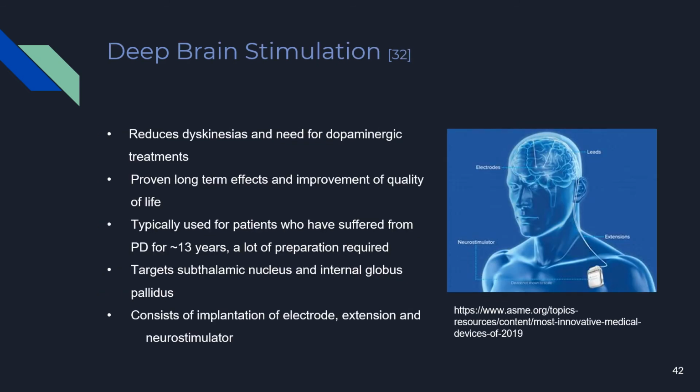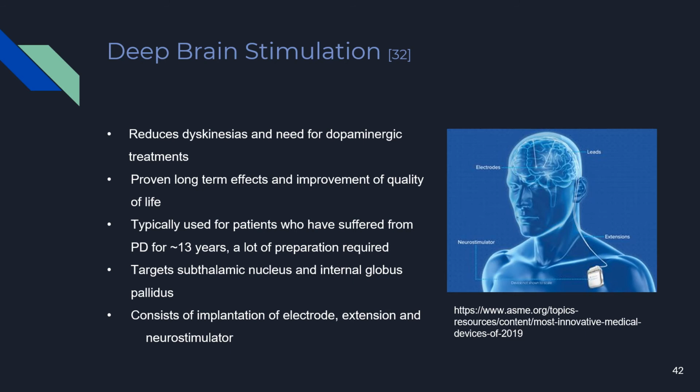Deep brain stimulation is a very effective surgical approach to treating Parkinson's disease. It reduces dyskinesia and the need for dopaminergic treatments, such as levodopa. It is proven to have long-term effects and vastly improves the quality of life for patients. It is not an option for all Parkinson's patients, and there is a lengthy selection process for this treatment. Typically, people aren't considered unless they have suffered from the disease for about 13 years or more.